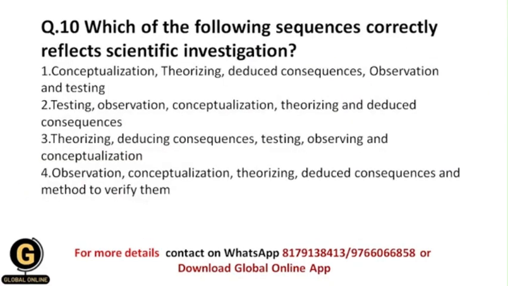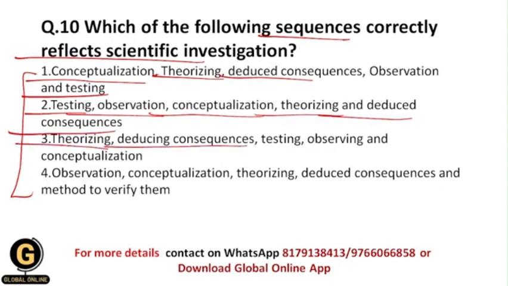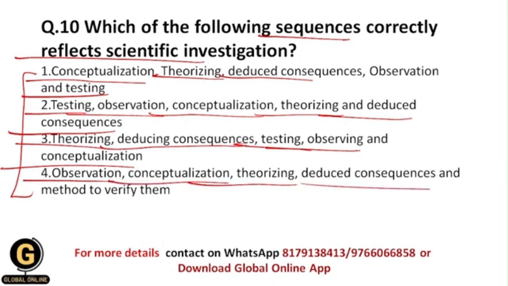Next is, which of the following sequences correctly reflects scientific investigation? Okay, so here we have been given different options, and in each option they have given us different sequences, but we need to identify the correct sequence of scientific investigation. So let us see: conceptualization, theorizing, deduced consequences, then observation and testing; testing, observation, conceptualization, theorizing and deduced consequences; theorizing, deducing consequences, testing, observing and conceptualization; observation, conceptualization, theorizing, deduced consequences and method to verify them.